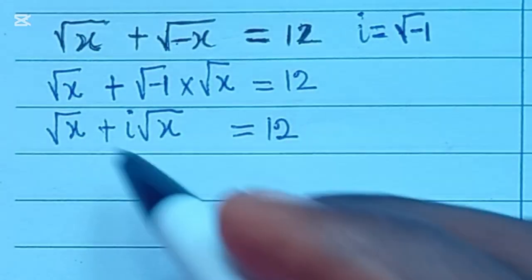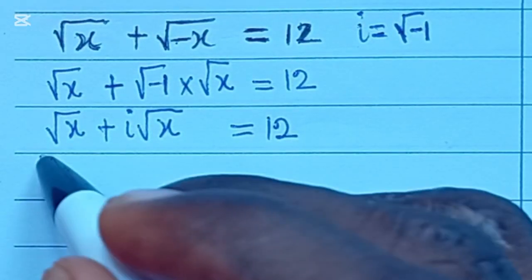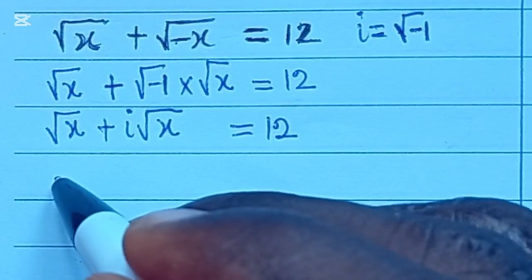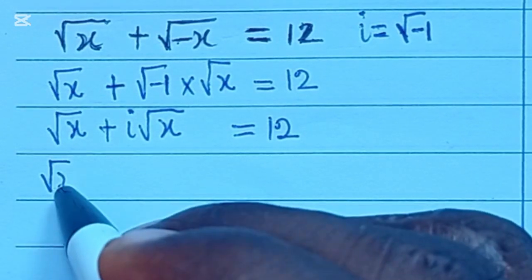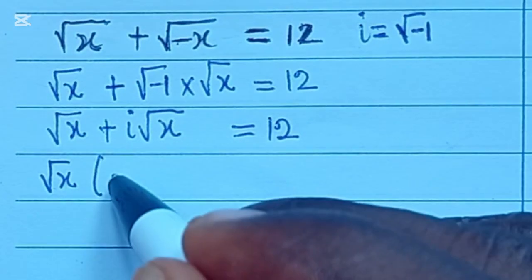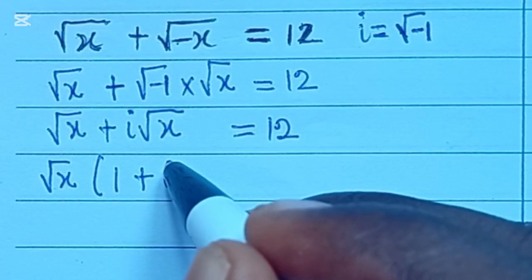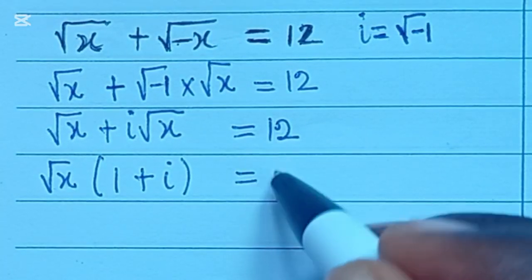So what you want to do is to bring out square root of x from this expression. When we do that, we can factorize, we can bring out the square root of x, and we'll be left with 1 plus i, okay, equal to 12.